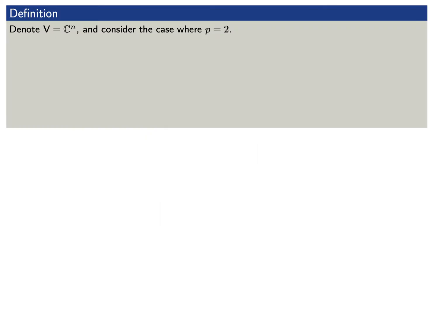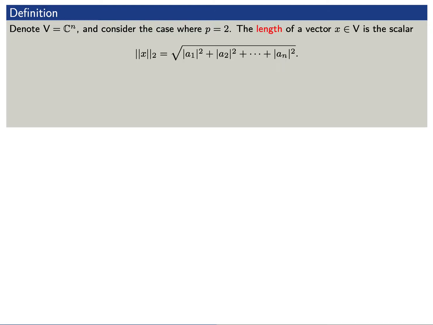Let's denote V as the collection of n-dimensional tuples, and we're going to consider the case of p-norms where p is equal to 2. Recall that the length of a vector x is the following scalar, where a sub k is just the kth entry in our vector x. This is just the 2 norm of the vector x.